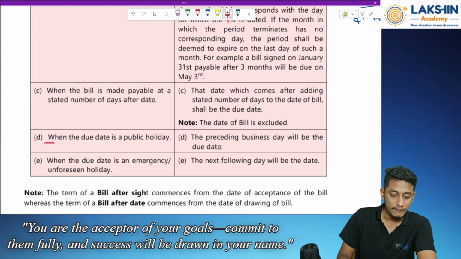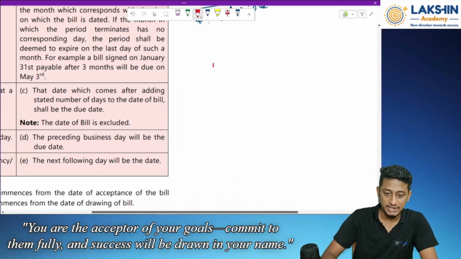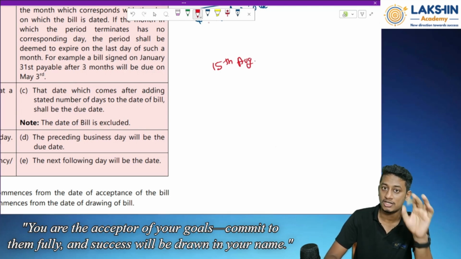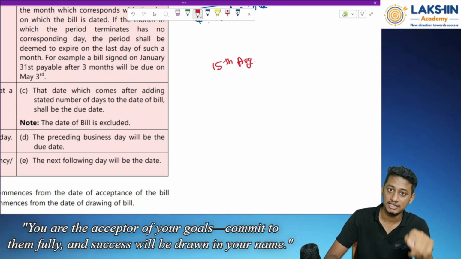Let us say whenever the due date is a public holiday, there are only certain public holidays which are being given. The preceding business day will be the due date. So let us say 15th August is a public holiday. We already know that, right? Generally, public holidays come on a fixed date. Since I know that on 15th of August there is a public holiday, the due date will be 14th of August. 14th of August will be the due date of the bill.